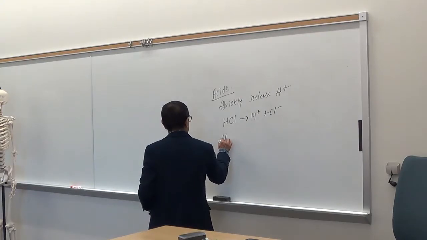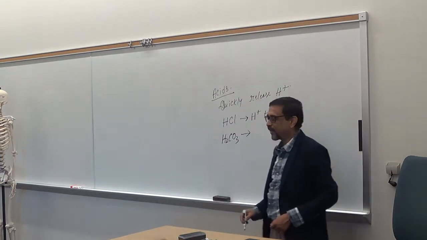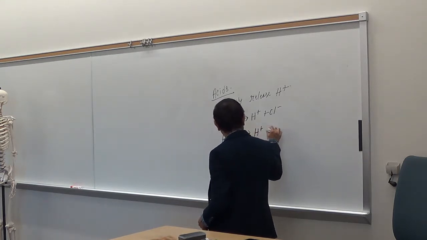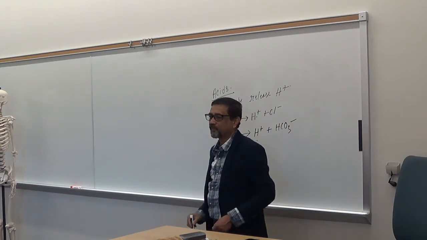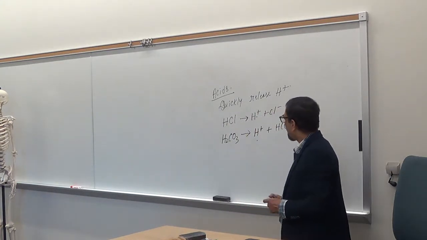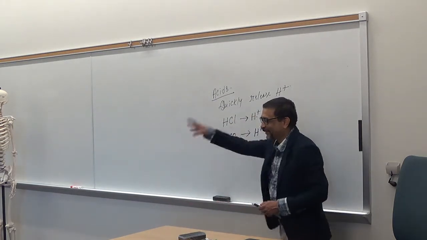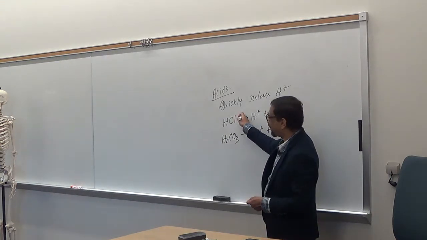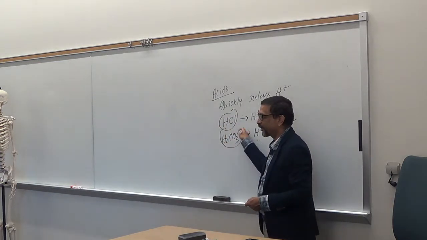Another acid, let's say carbonic acid, H2CO3, another acid. Why is this an acid? Because it can quickly release hydrogen ion. Okay? So both are acid. Now, both are quick. Both can release hydrogen very fast. But if this one is faster than this one, this is the stronger acid. This is the weaker acid compared to this.